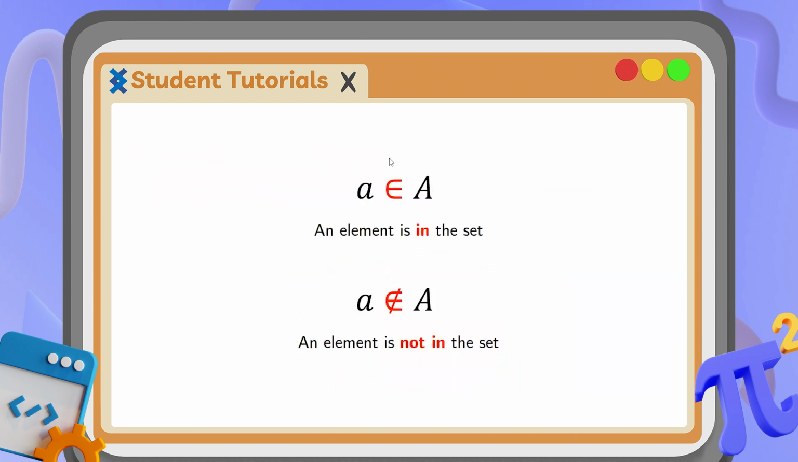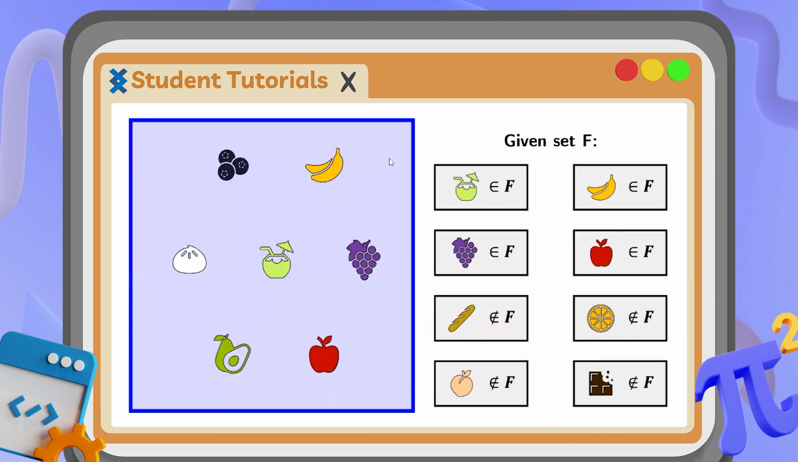So here we have two symbols that are used often. First, we have something to denote that an element is in the set, and something to denote that an element is not in the set. So how do we use this? So here we have given set F, which contains different kinds of food over here. So to say that something is an element of the set, we need to use, again, this symbol.